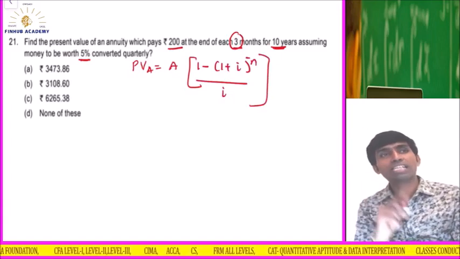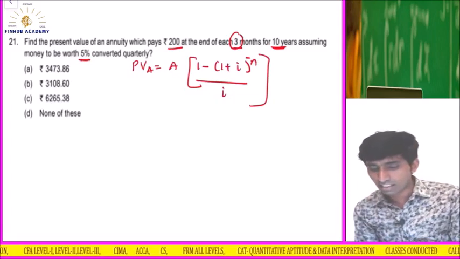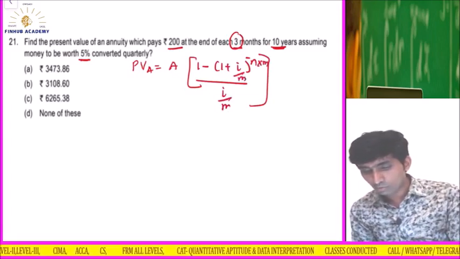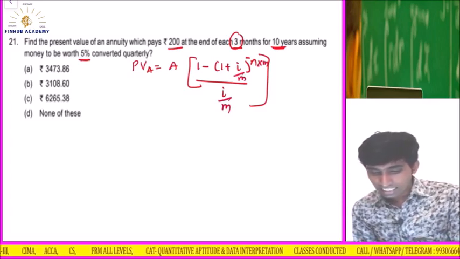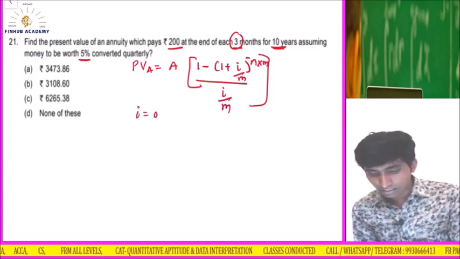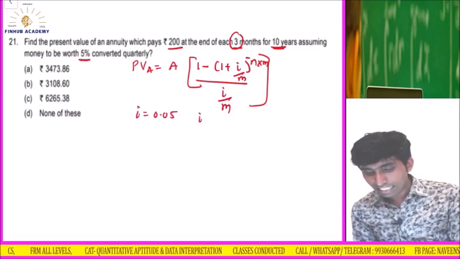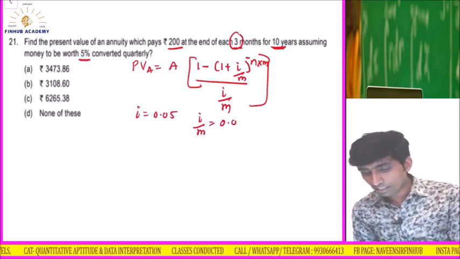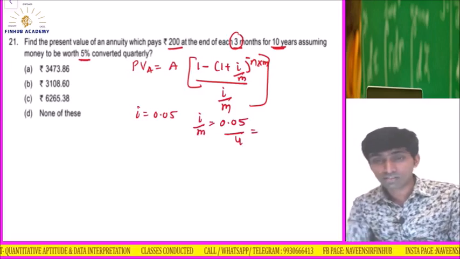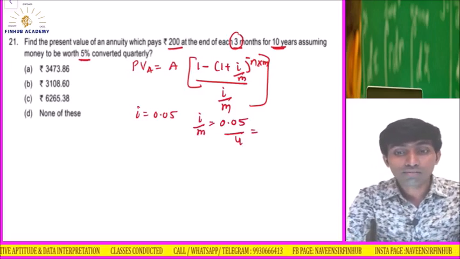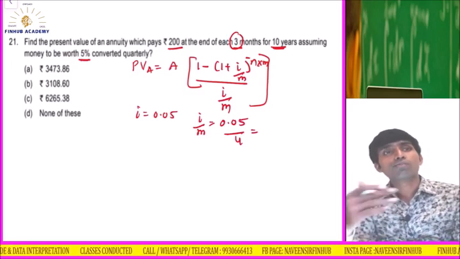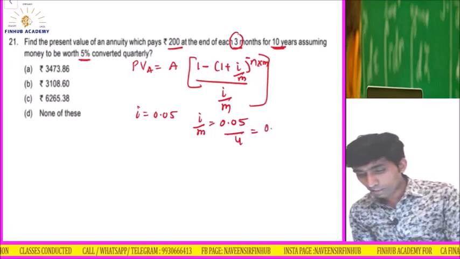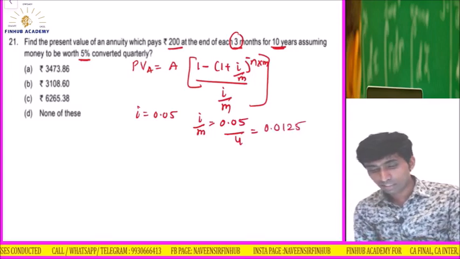But here, because the interest is nominal, compounded quarterly, I will divide i by m. n should be multiplied by m, and i should be divided by m. So i is 0.05. So i divided by m is how much? Quarterly means m is equal to 4. So 0.05 divided by 4 comes to 0.0125, that is i by m.